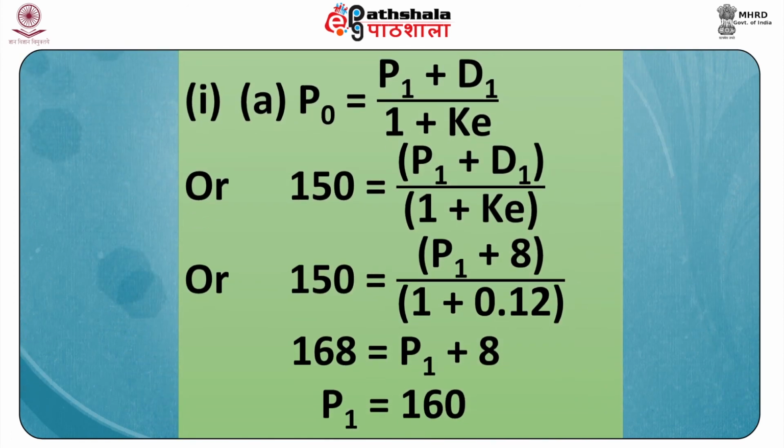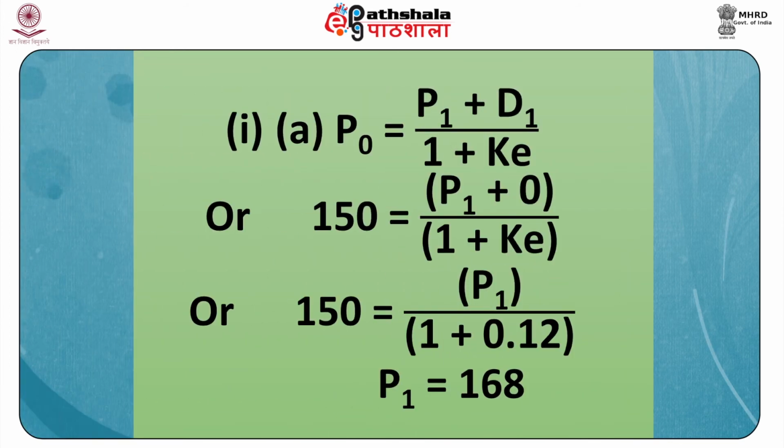Solution. First, A part. Calculation of share price when dividend is declared. We use the formula, put in the values and we get P1 is equal to 160. B. Calculation of share price when dividend is not declared. Once again we use the hypothesis formula, put in the values and we get P1 is equal to 168.